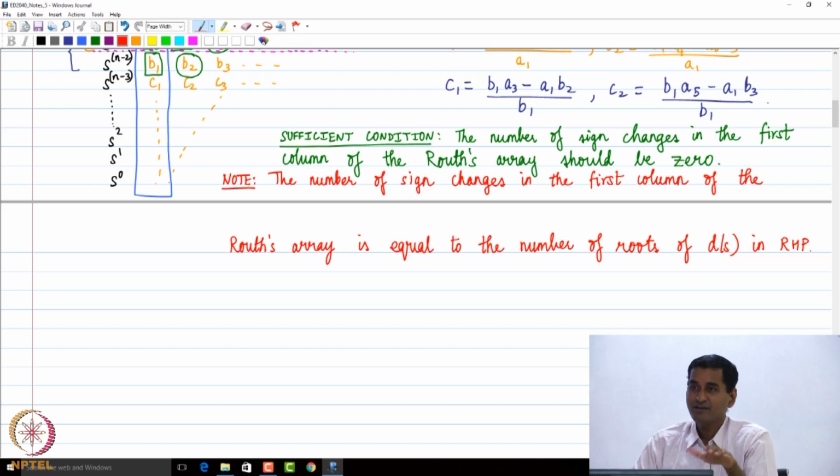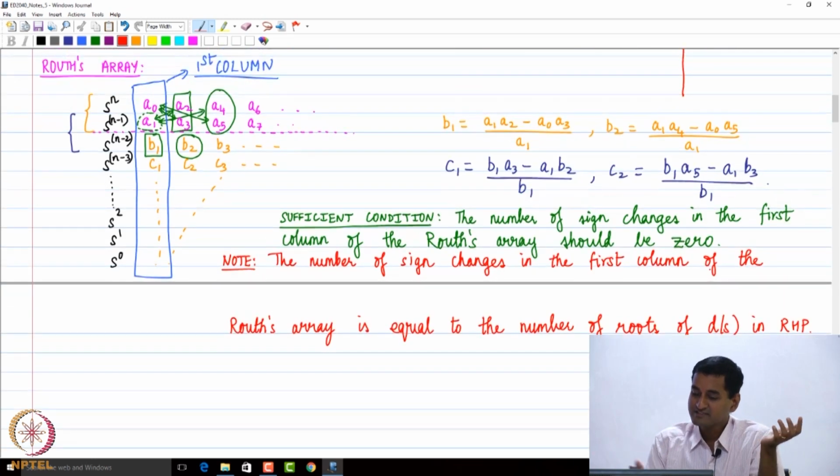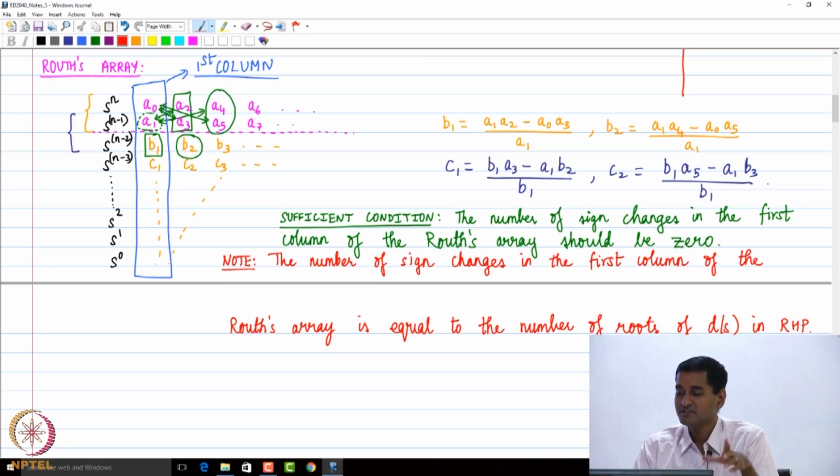Today we will look at these examples, and then complete the controller example that we started off with in the last class. Then we'll come to some special cases tomorrow, as to what happens if we encounter a 0 in the first column. Then our calculation stops. For example, let's say B1 is 0. Then I cannot calculate C1 and C2, because I have B1 in the denominator. So I cannot continue the process. Then what do we do? That's something we will look at tomorrow.